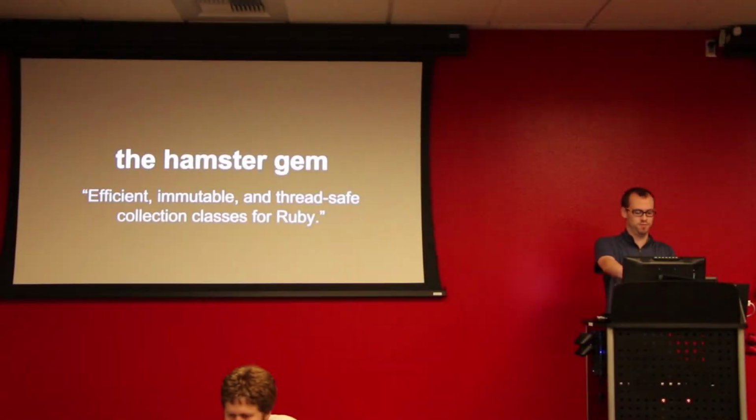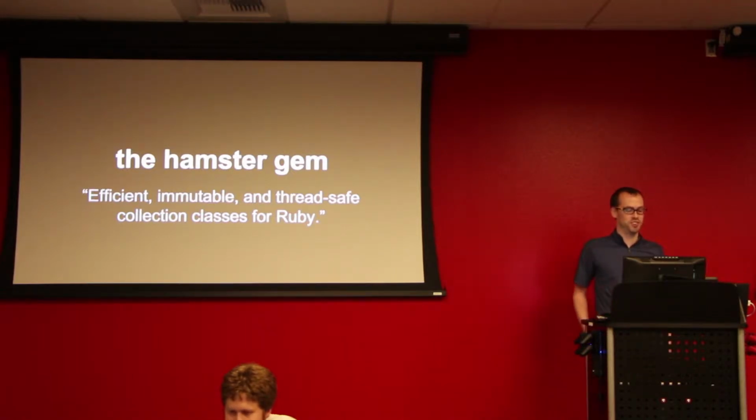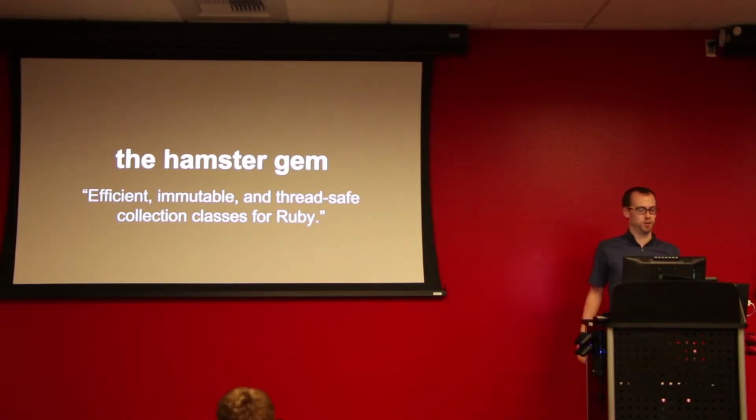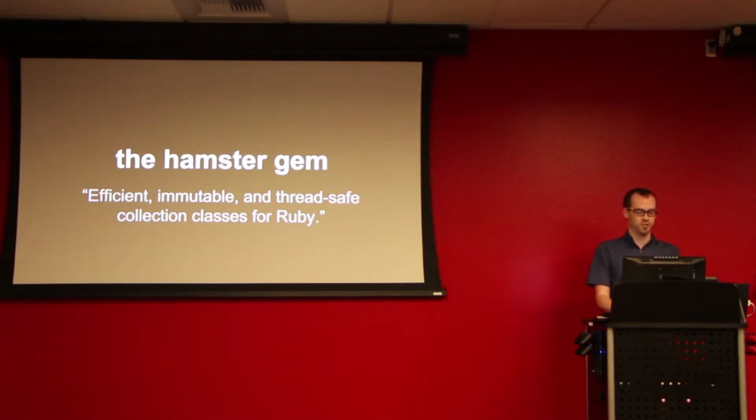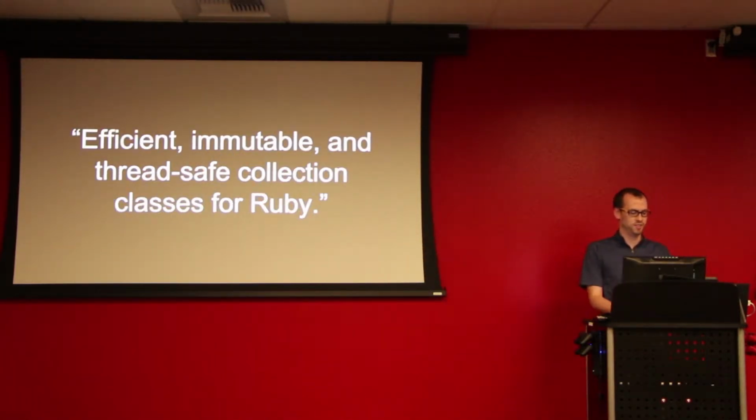Talk about the Hamster gem. It's self-described as efficient, immutable, and thread-safe collection classes for Ruby. So I'm going to go through what all that stuff means so that you can understand what the Hamster gem is. All right, so there it is blown up. Efficient, immutable, thread-safe collection classes for Ruby.